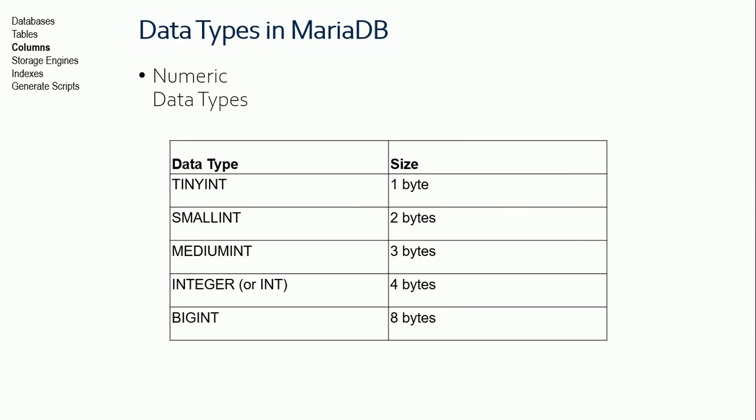That's a pretty decent sized number. And then a big int is, I think, somewhere in the billions, right? So it's going to be a huge number. I think it's 2 billion something. I could be wrong, but it's a pretty large number. So these are the different numeric data types.